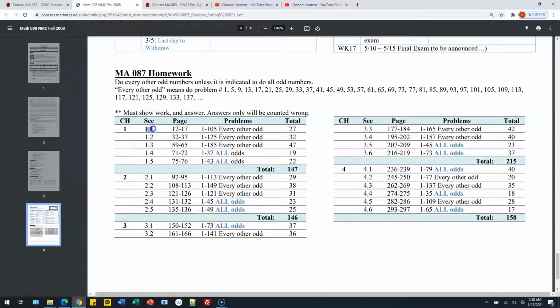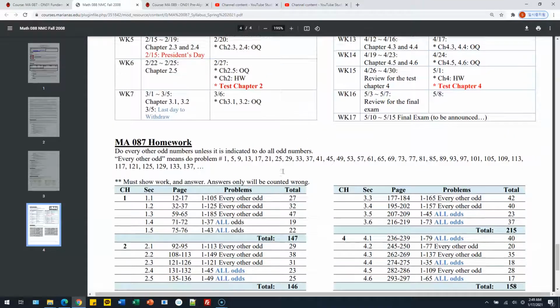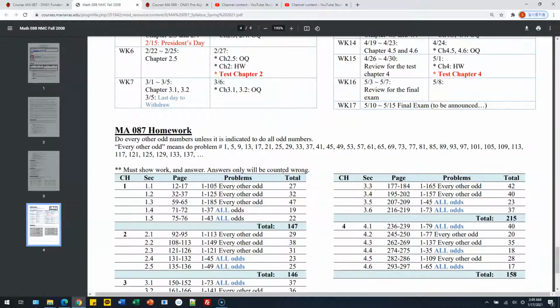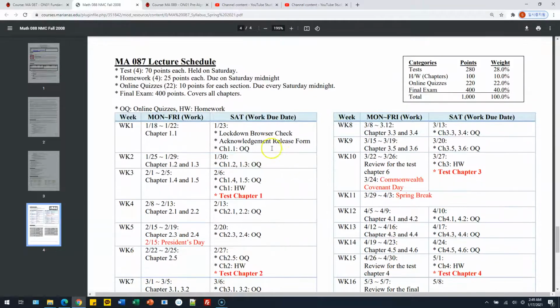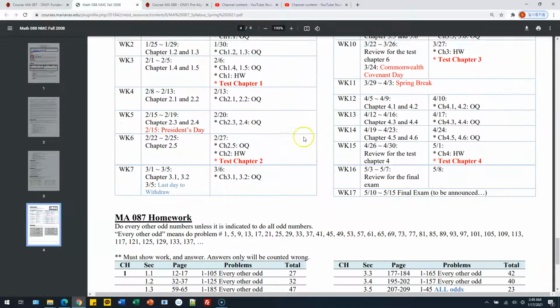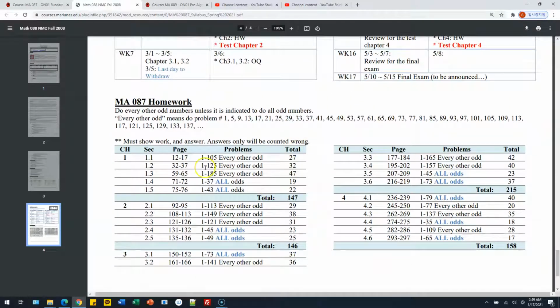So for section 1.1, there are 27 numbers. 1.2, there are 32 numbers, and so on. So for chapter 1, you have to do 147 numbers. So do this homework, and then you have to upload your homework on Moodle. I will explain how you upload the homework. So the last page shows the lecture schedule. Always refer to the lecture schedule, and then refer to the problem numbers for your homework.